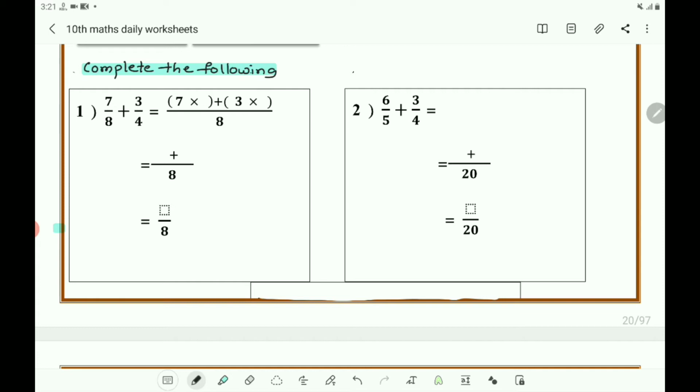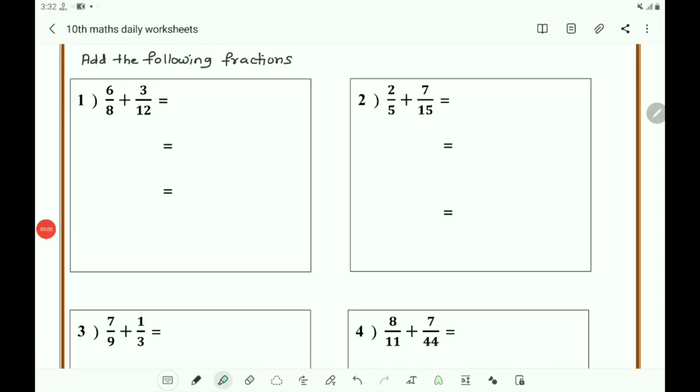Similarly, take this one: 6 by 5 plus 3 by 4. Here you must find the LCM of these two. What is the LCM of 5 and 4? Again, they are co-prime numbers. Their product becomes the LCM. 5 4s are 20. So follow the steps and complete the steps here.